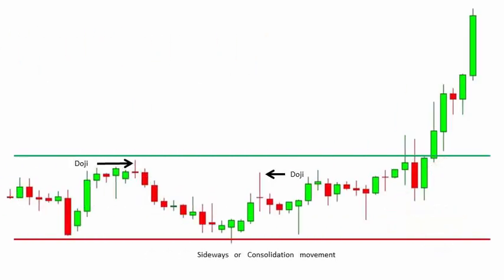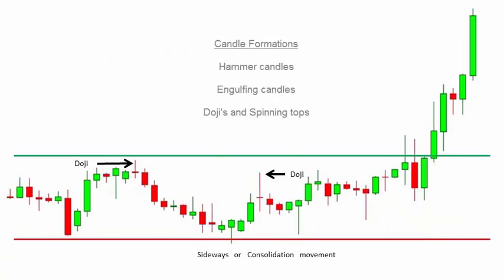Just one last point before we close the session on candle formations: any of the above discussed candle formations has little to no significance in a consolidation market.